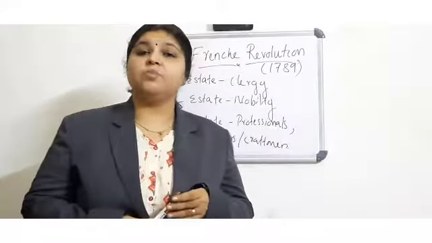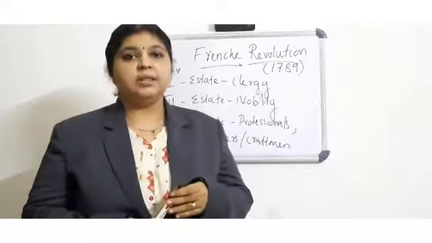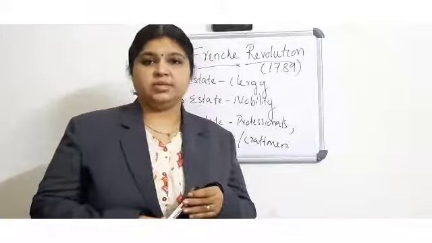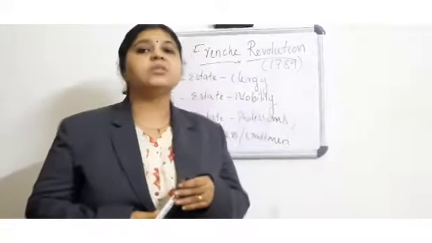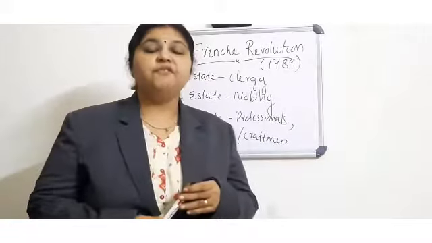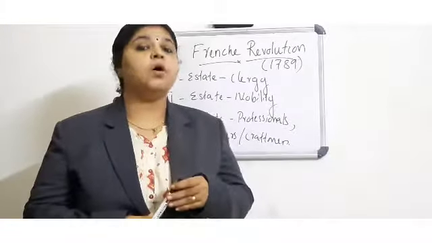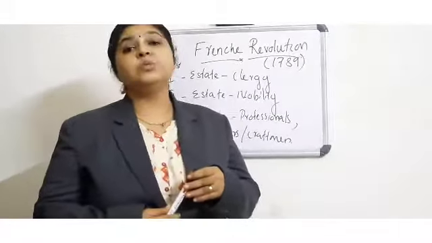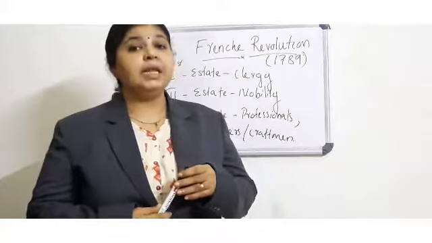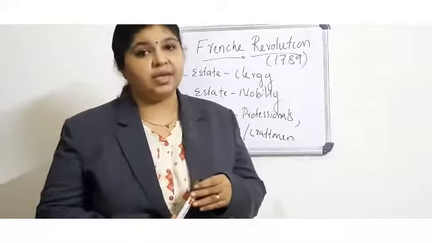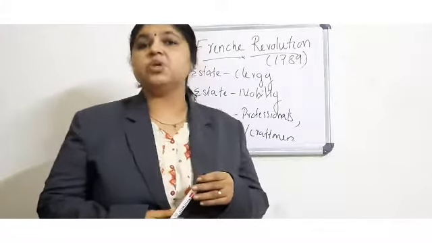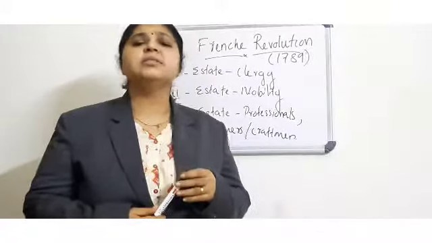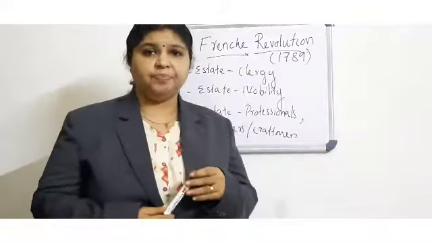France was under the Bourbon dynasty. The rulers were called Louis. During the time of the French Revolution, Louis XVI was the ruler of France. French rulers believed in autocratic rule. They believed in the divine right of kings. According to them, the rulers were the representatives of God and no one had the authority to question the king.